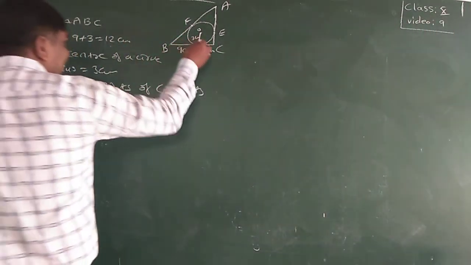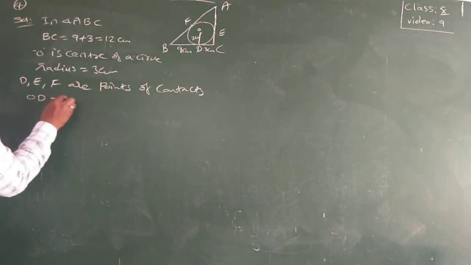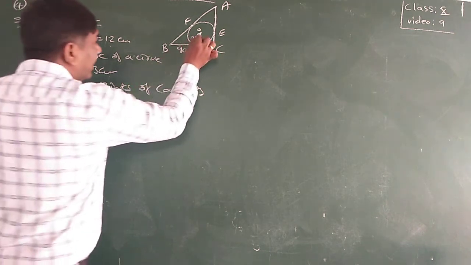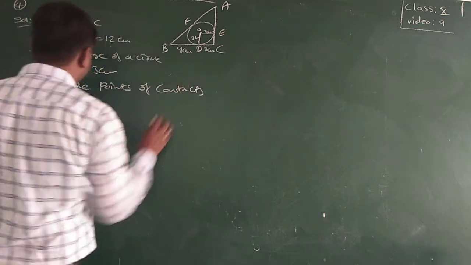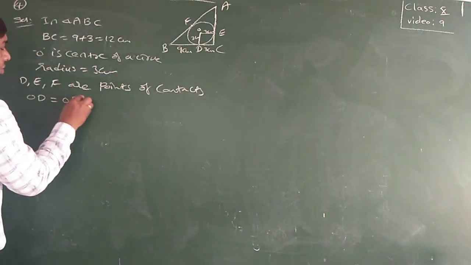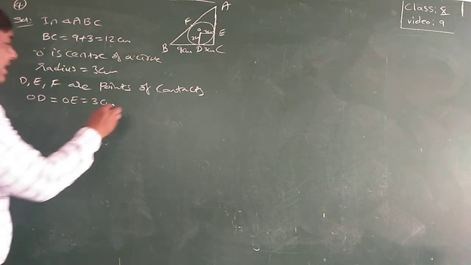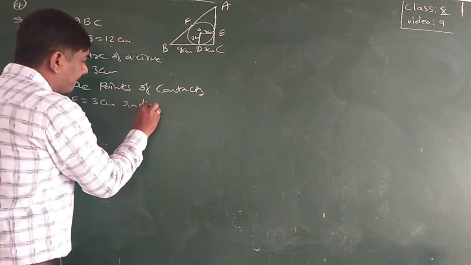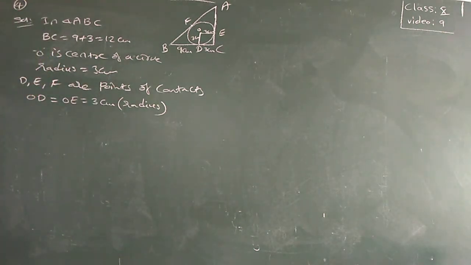If you consider D and E as points of contact, then OD is equal to the radius and OE is also equal to the radius, only 3 centimeters. OD is equal to OE is equal to 3 centimeters, because it is a radius.